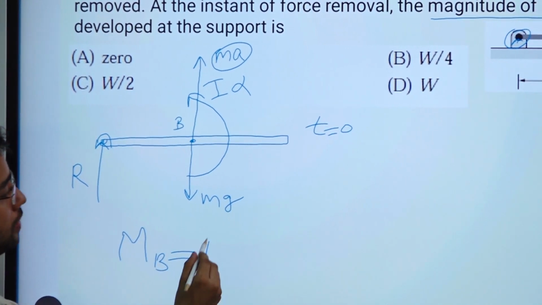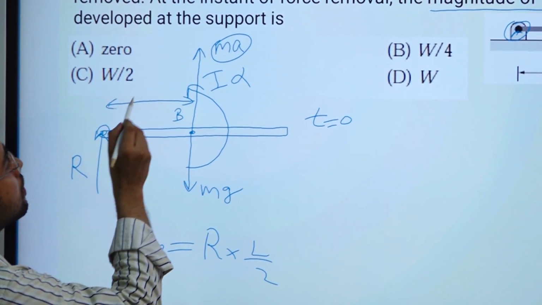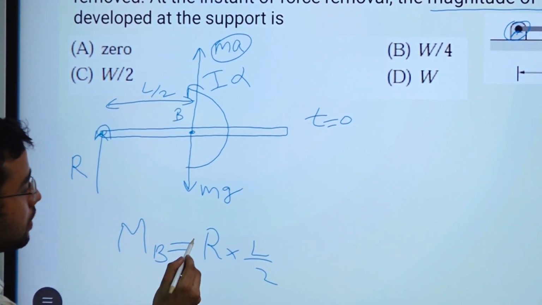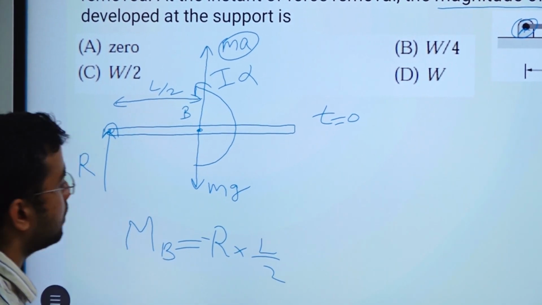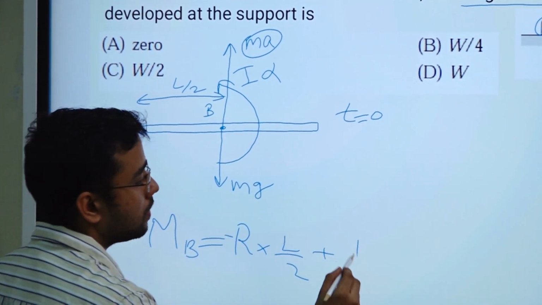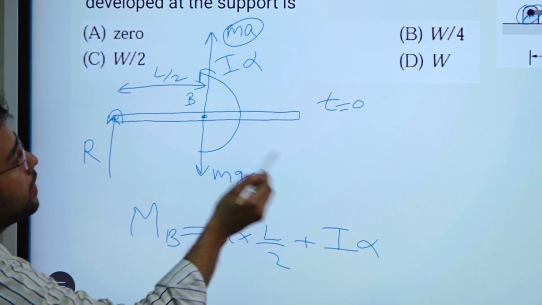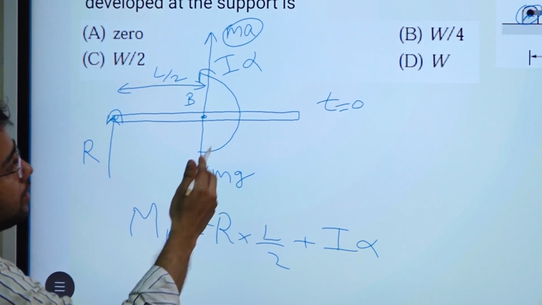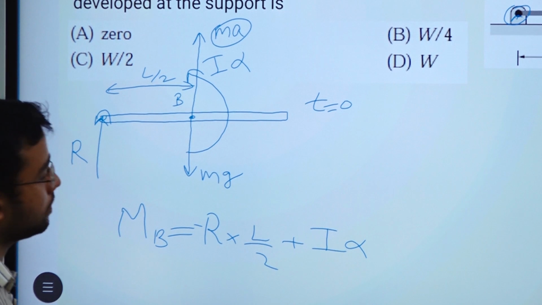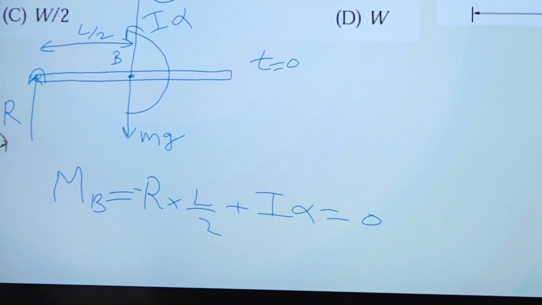First R into L by 2. From here to here it is L by 2, right? So the direction will be clockwise, so you can put minus here. Then I alpha, that is counterclockwise. And the moment because of ma and mg will be 0, because ma into 0, mg into 0. 0 is the distance from the line of action of forces from the point B. So this should be equal to 0 because we have assumed that we are applying D'Alembert principle and everything is in static.